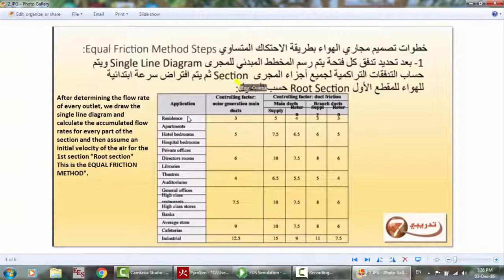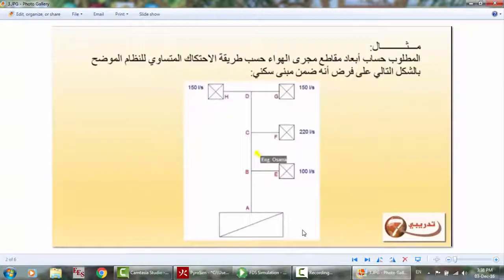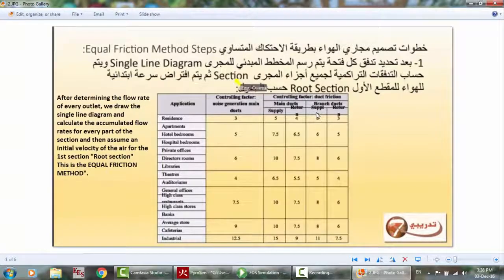If this duct is in a residence, the controlling factor is duct friction. Here is the main duct, so for the supply it will be 5 foot per minute, I think, and if it's a return it will be 4. And if it is a branch duct, not the main duct, it will be 6 for the supply and 5 for the returns. Here or 3, so if it is residence, here apartments, hotel bedrooms, and so on.